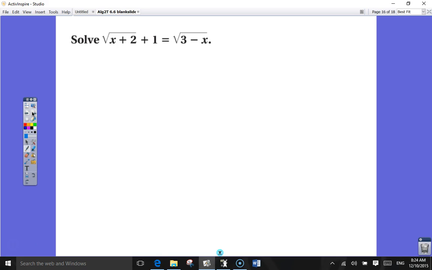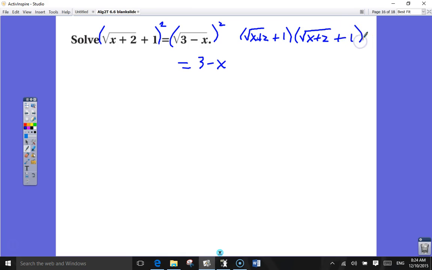In this case, if I square both sides right away, that will undo the radical on the right. Right? That's going to give me, on the right, 3 minus x. On the left, I have to do the square root of x plus 2 plus 1 times the square root of x plus 2 plus 1. It's a FOIL. Right? What do you get when you multiply the square root of x plus 2 times the square root of x plus 2? X plus 2.